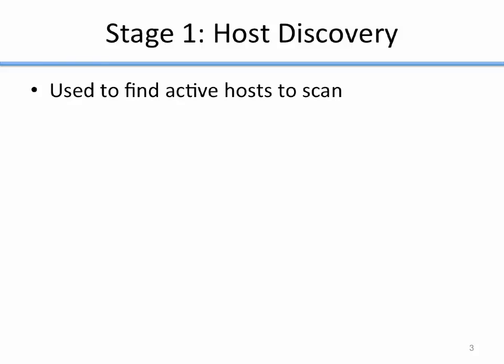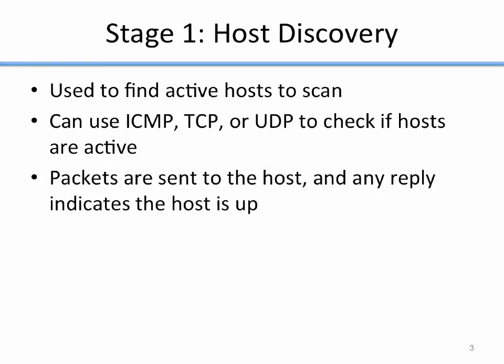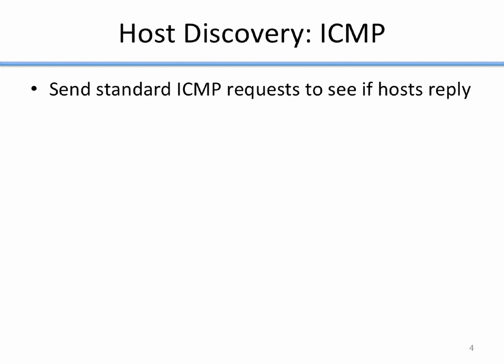So stage one is host discovery, and this is used to find active hosts to scan. Now there are three different types of host discovery that you can do. You can use ICMP, TCP, or UDP to check if hosts are active. And basically you send various types of packets to the hosts, and any reply indicates that a host is up. So we're just trying to get any reply out of it. If we can get something at the IP address to reply to us, then that means that there's a computer there, and we should follow up more later.